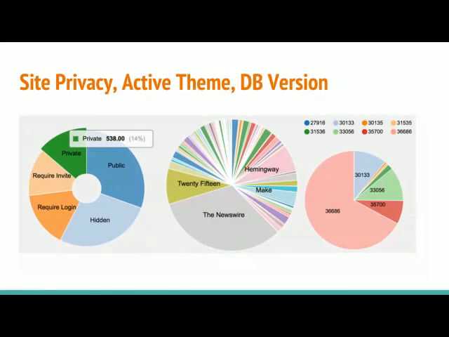Also, you can find out how many sites are public versus private, or which theme is most popular among all the users, and what database version all your sites are operating on. Because a lot of times what happens is, when you do a network WordPress core update, not all your subsites' databases get updated. So when you see a lot of your sites are still operating on an older DB version, it affects network performance. So you can look at these stats and then do that manually.